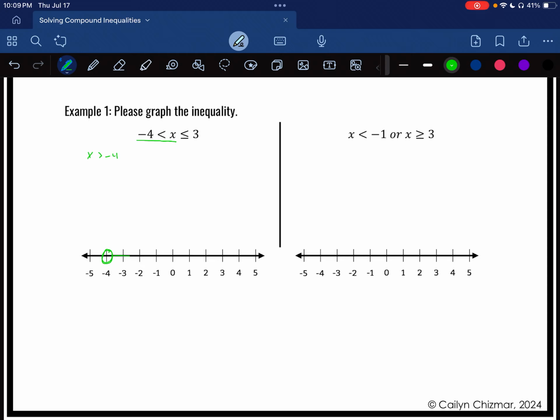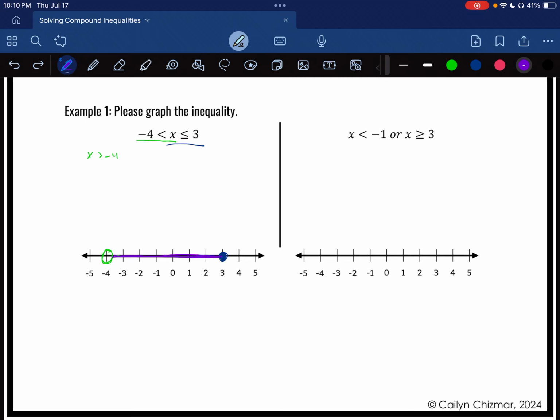Then, this is my pro tip, if you will. Over here, we've got x is less than or equal to 3. So this is going to have a closed circle at 3, and it's going to be going to the left. And so how I'll actually draw this is I'll take a little segment and connect those two endpoints there. That is the graph of our inequality.